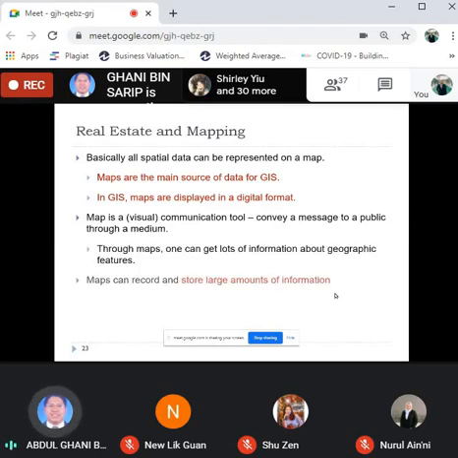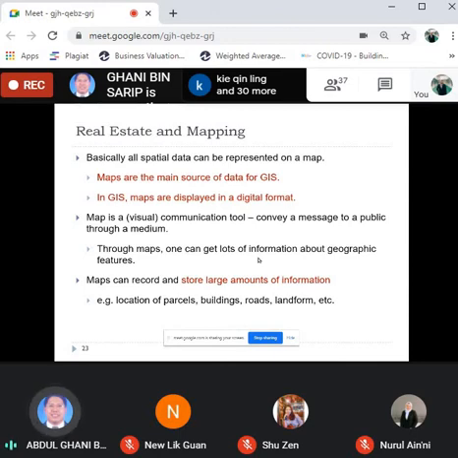These are some of the benefits of us utilizing what we call GIS in real estate. Basically, all spatial data can be represented on the map. Of course, maps are the main source of data for GIS, and maps are displayed in digital form. A map is a visual communication tool, right? We can get lots of information about geographic features through a map, and maps can record and store large amounts of information.